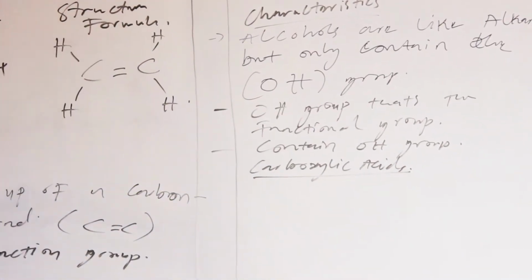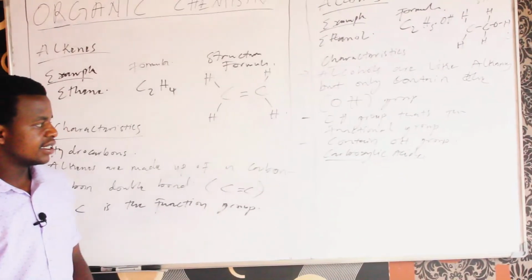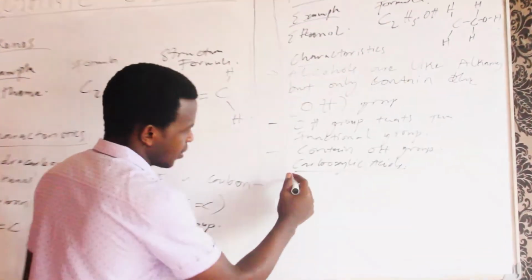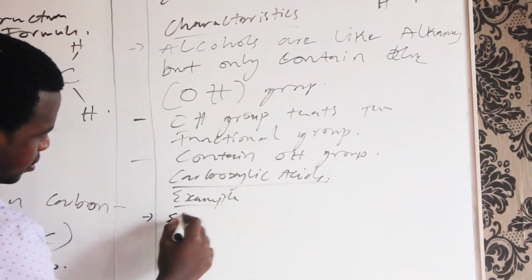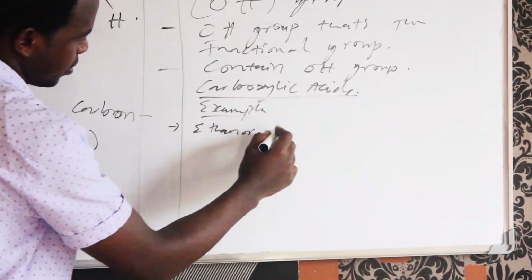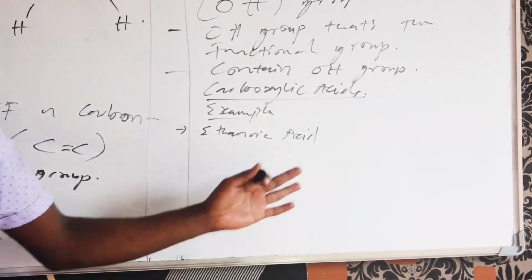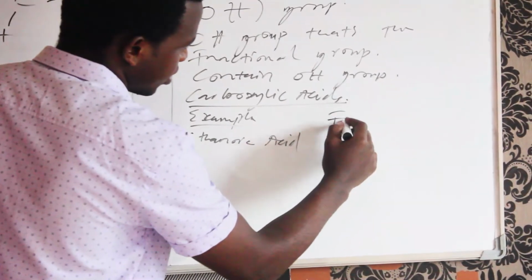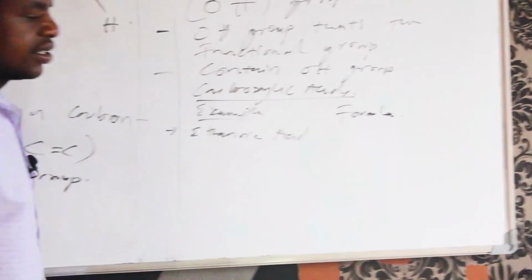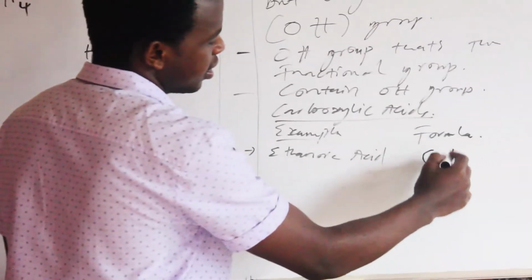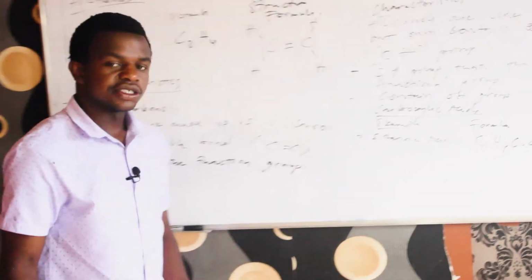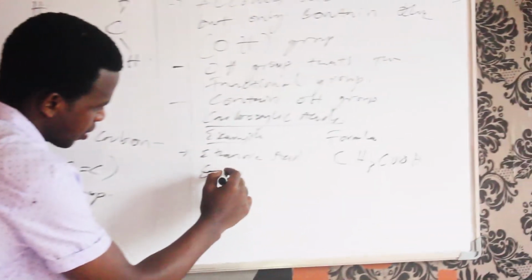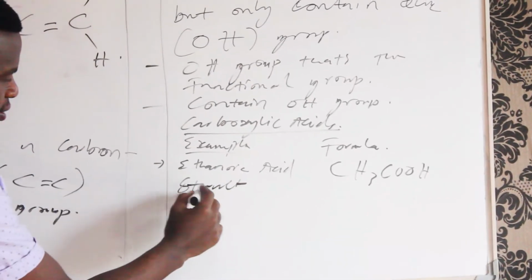An example that I'm going to give on the carboxylic acid is ethanoic acid. So example here, ethanoic acid, and the formula of ethanoic acid is written in this form: CH3COOH. Then the structure formula. So our structure formula there is to be in this form.